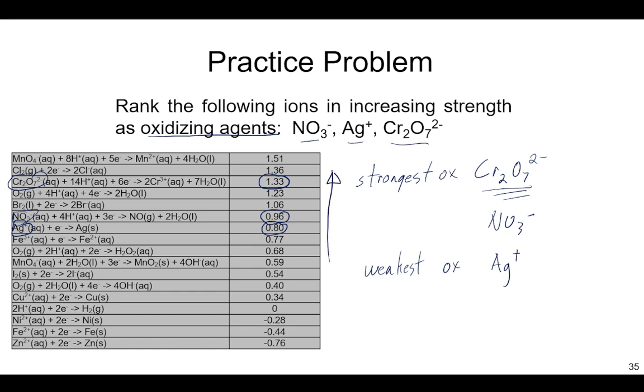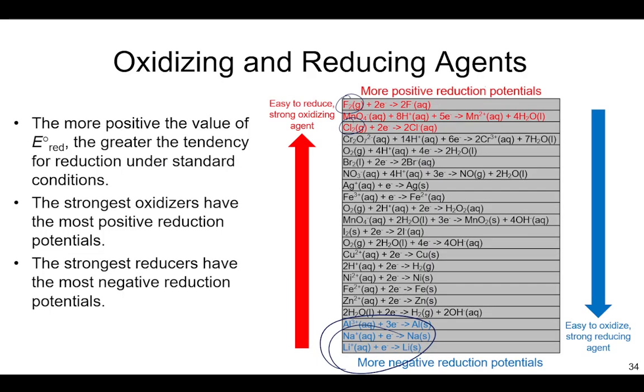Higher in the table are stronger oxidizing agents. If the question was about reducing agents, well, then it would be flipped. Things towards the bottom are the better reducing agents, as shown here.